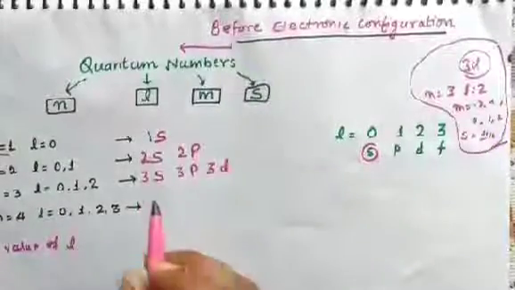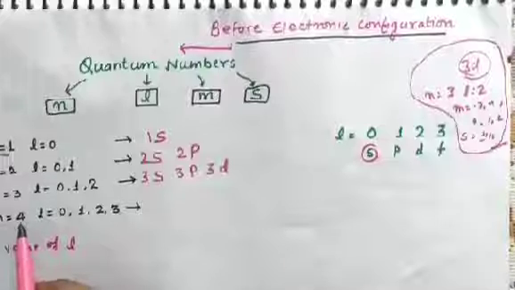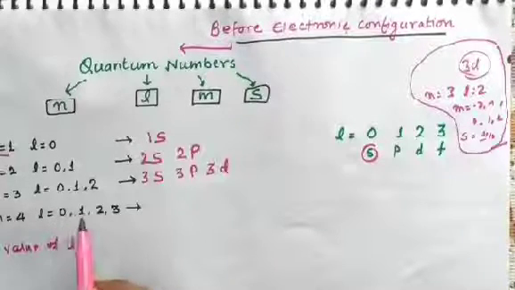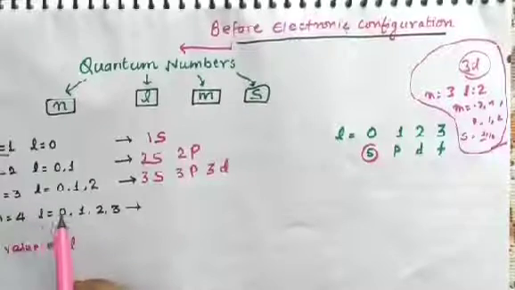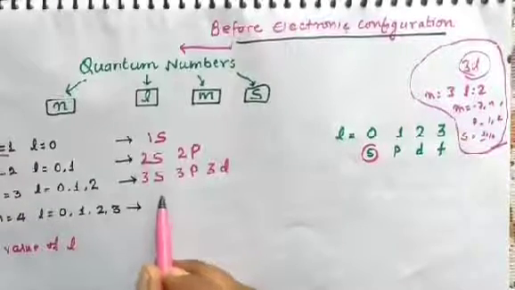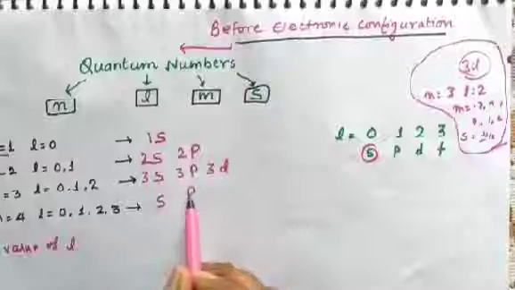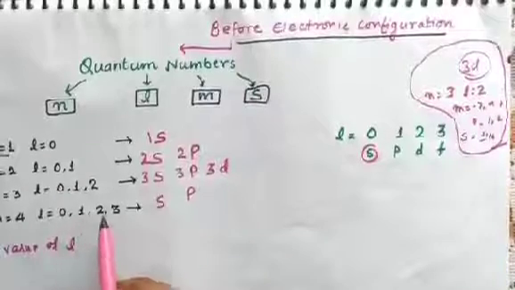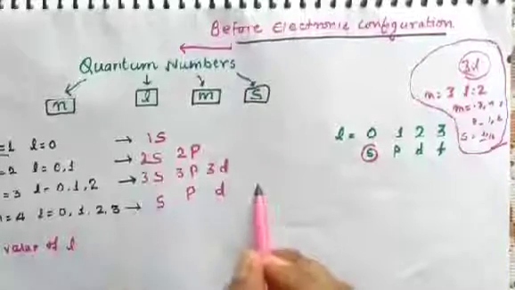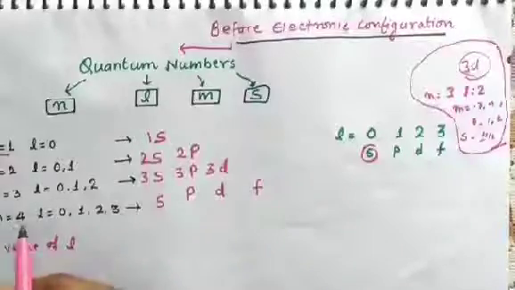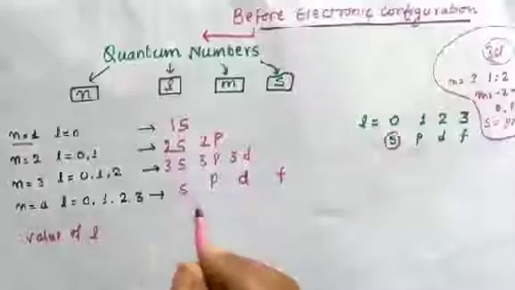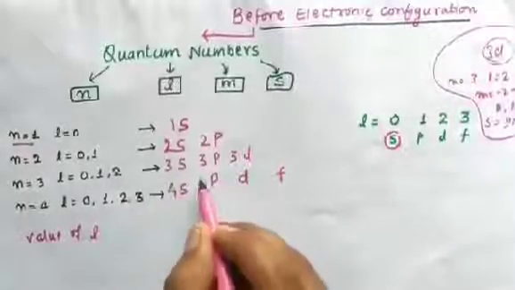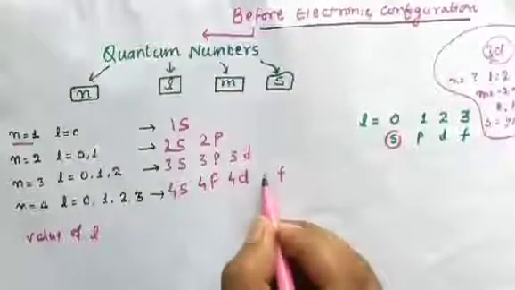Now if n is equal to 4, l will be 0, 1, 2, 3, that is 0 to n minus 1, all values. For 0 it will be s, for 1 it will be p, for 2 it will be d, for 3 it will be f. The principal quantum number is 4, so I can write 4s, 4p, 4d, 4f.